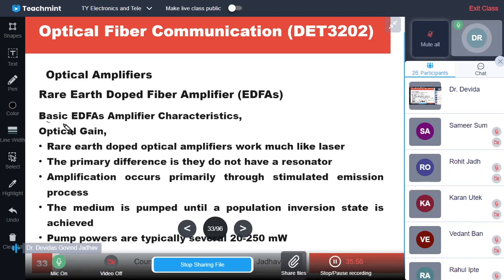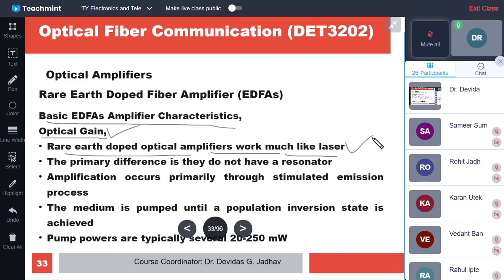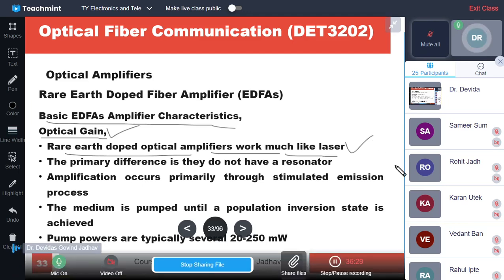So basic EDFA amplifier characteristics, in which optical gain, if you consider, rare earth doped optical amplifiers work much like a laser. Again, it is working much like a laser, that is, the lasing operation is there. Light amplification by stimulated emission of radiation. This in detail we have discussed in the third chapter, laser action. So rare earth doped optical amplifiers work much like a laser.